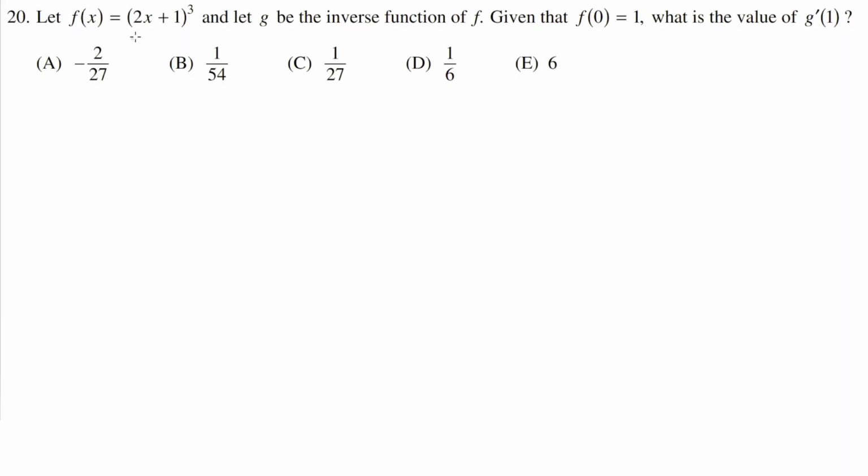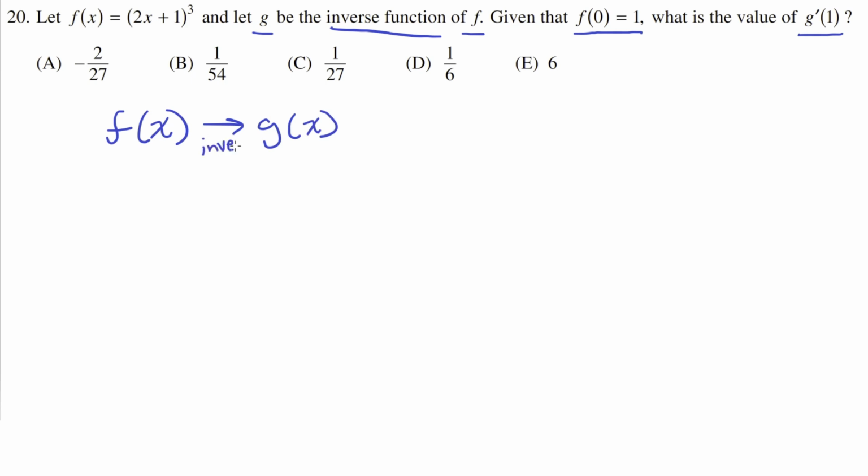Let f of x equals (2x plus 1) cubed, and let g be the inverse function, the inverse of f. Given that f of 0 equals 1, what is the value of g prime of 1? So we have this function f of x, and we have this function g of x, and we're told that they are inverses of each other.